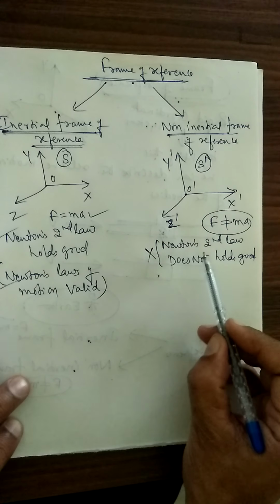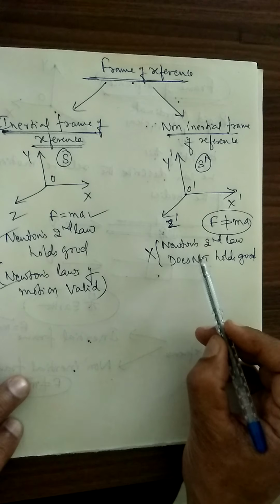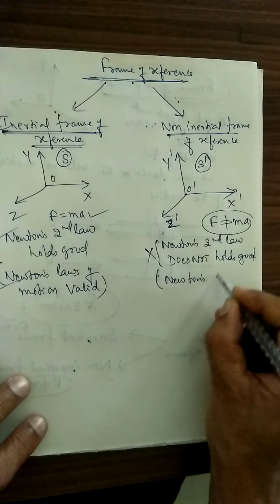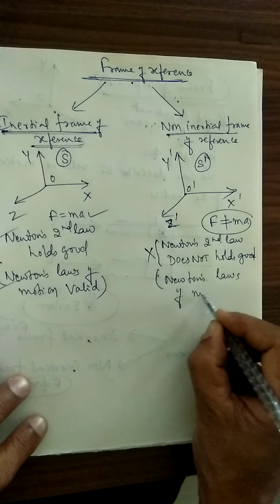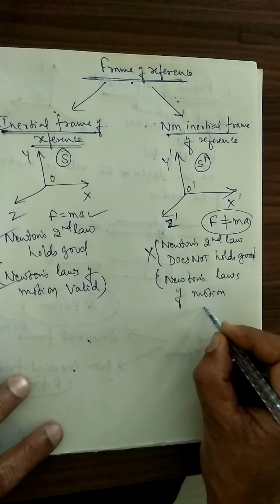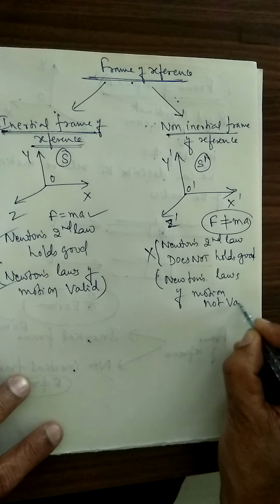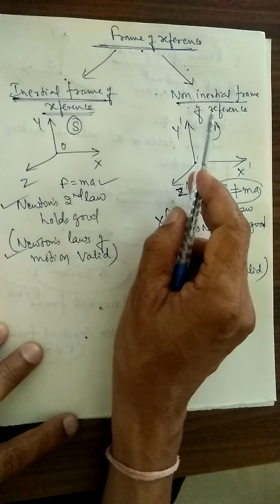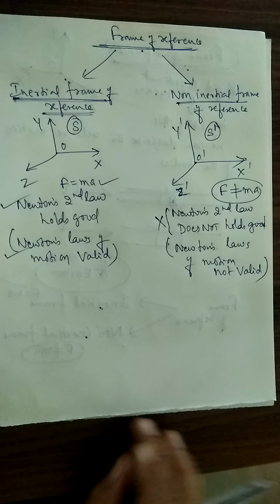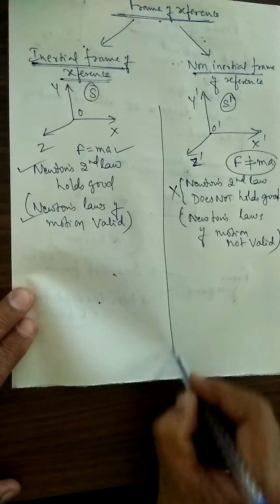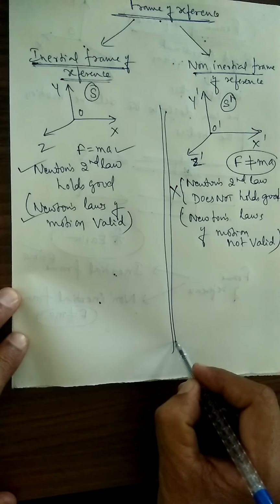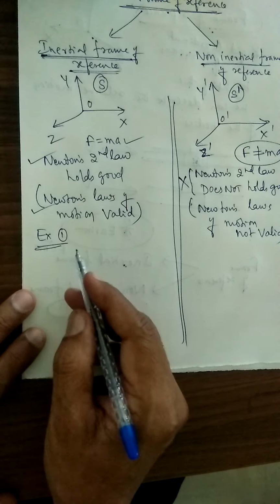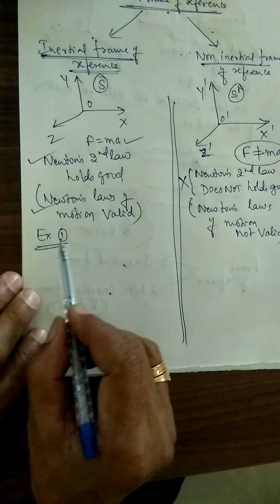A frame of reference in which Newton's second law, or Newton's laws of motion, do not hold good, which are not valid, such a frame of reference is called a non-inertial frame of reference. Now let us take up the examples that I am supposed to quote here. Example number 1: a frame of reference which is not at all moving.